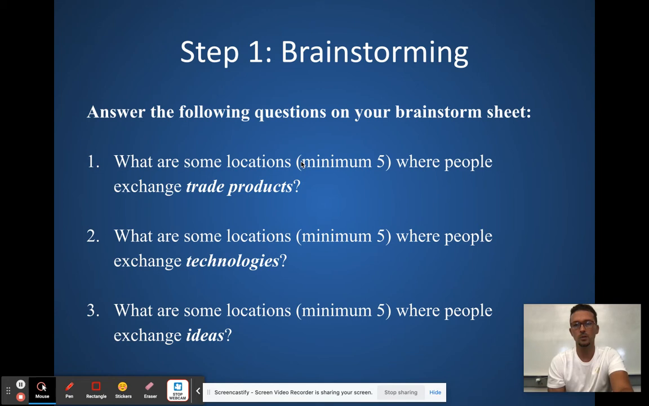What are some locations? I need 5 where people exchange or trade products, and then 5 where technologies are traded. Remember, I mentioned Lowe's as a good example because they have shovels or lawnmowers or whatever technology you want to talk about. And then there are some where people exchange ideas: a coffee shop like Starbucks, a school, a library. All of these would be great examples. Once you have the brainstorming sheet done, you're probably ready to start getting your map done and pinning these 15 locations on the map.